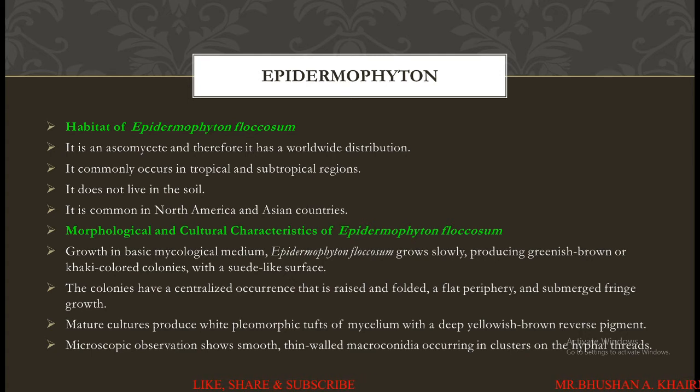Growth in basic mycological medium. Epidermophyton floccosum grows slowly, producing greenish brown or khaki colored colonies with a seed-like surface. The colonies have a centralized occurrence, then rise and fold, with a flat periphery and submerged fringe growth. Mature cultures produce white pleomorphic tufts of mycelium with a deep yellowish brown reverse pigment, and the microscopic observation shows smooth thin wall microconidia occurring in clusters on the hyphal threads.